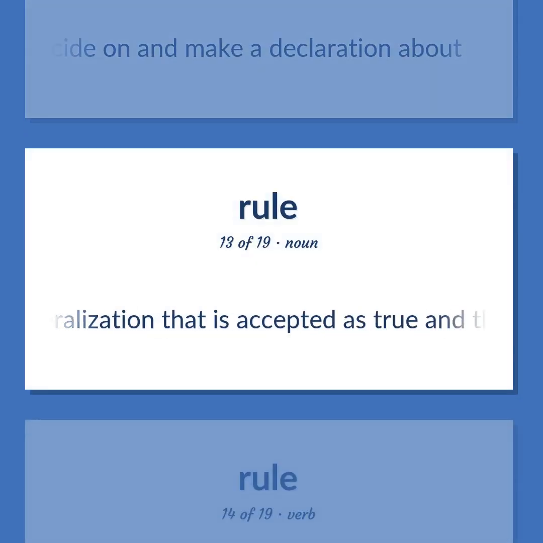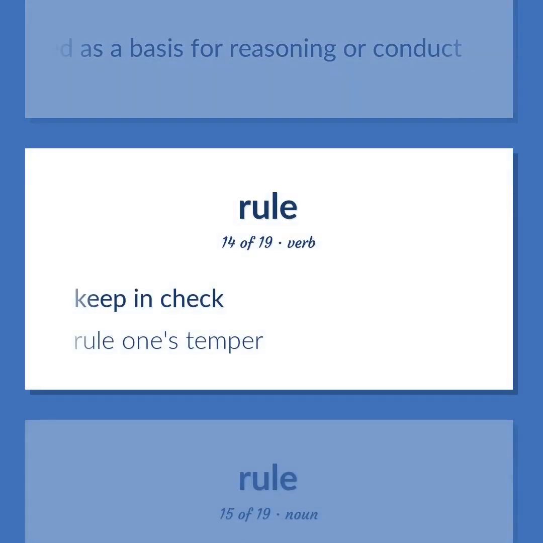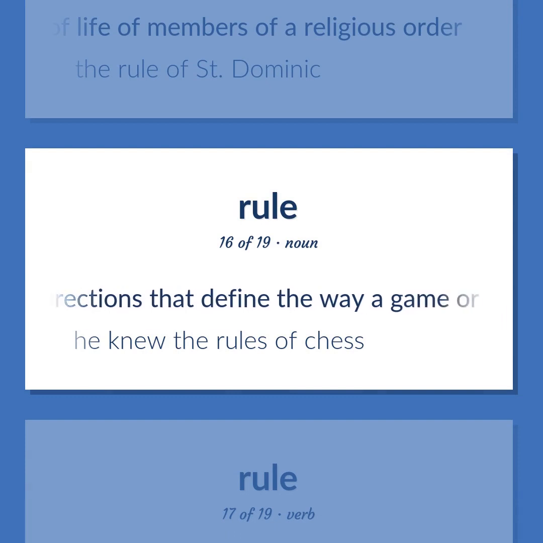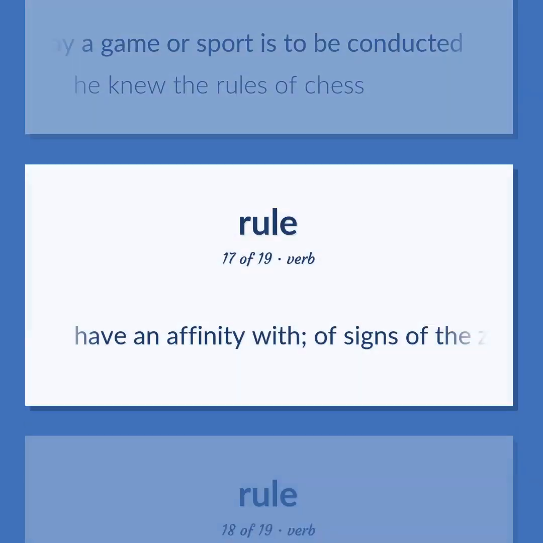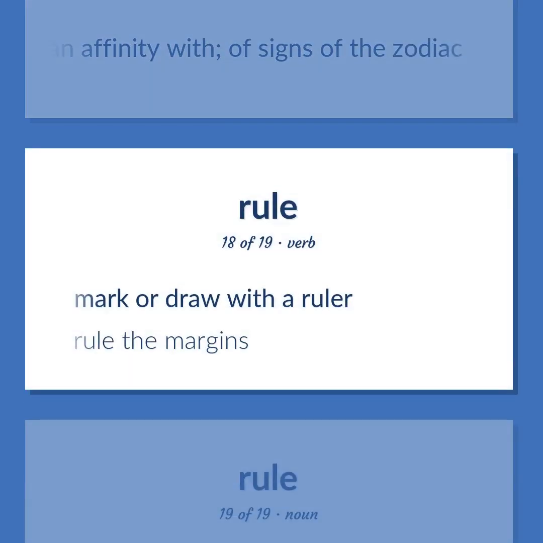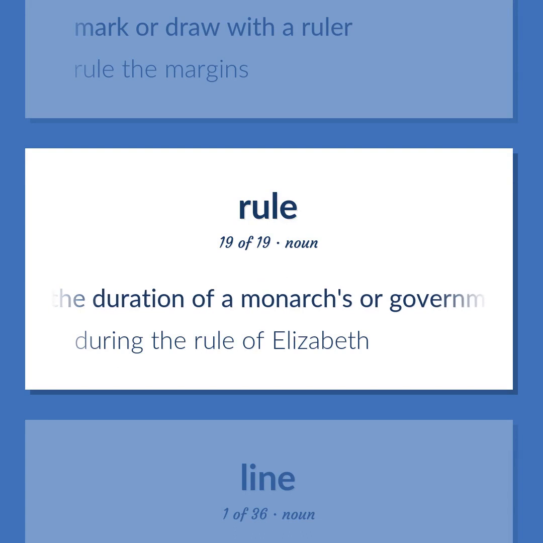A basic generalization that is accepted as true and that can be used as a basis for reasoning or conduct. Keep in check. Rule one's temper. Any one of a systematic body of regulations defining the way of life of members of a religious order. The rule of Saint Dominic. Directions that define the way a game or sport is to be conducted. He knew the rules of chess. Have an affinity with, of signs of the zodiac. Mark or draw with a ruler. Rule the margins. The duration of a monarch's or government's power. During the rule of Elizabeth.